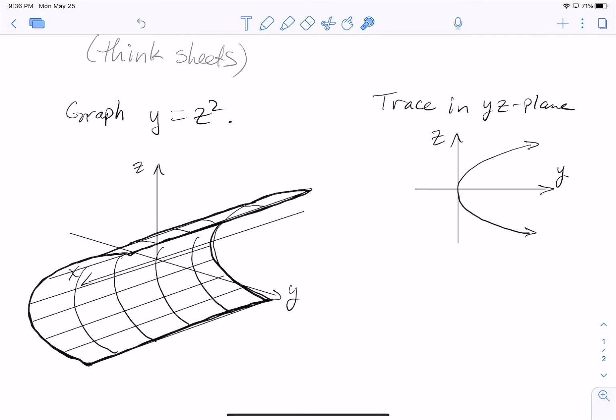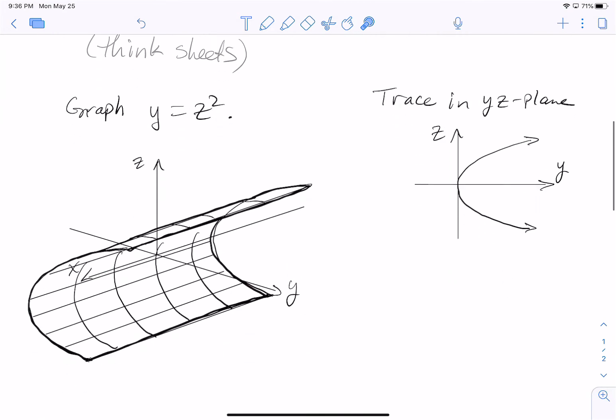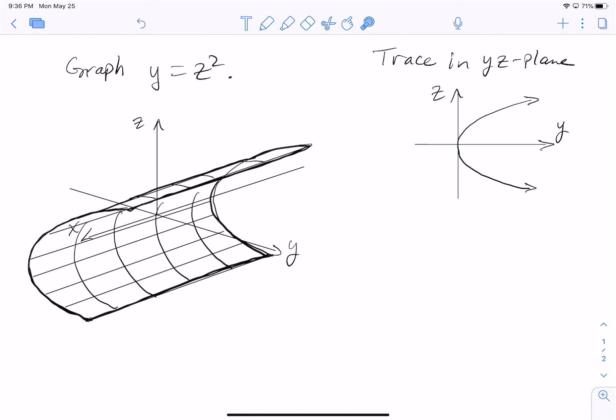I mean, that's what we're doing. We're creating an optical illusion here. Now, aside from the fact that we're told there are parallel lines through a plane curve, you may wonder, why does this go all the way along the x-axis? It doesn't have x in the equation.